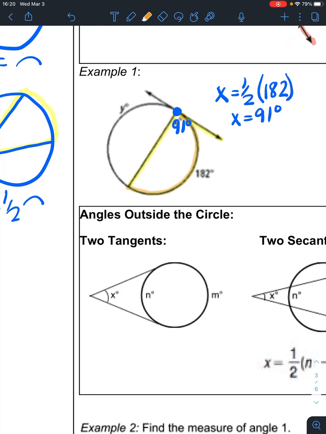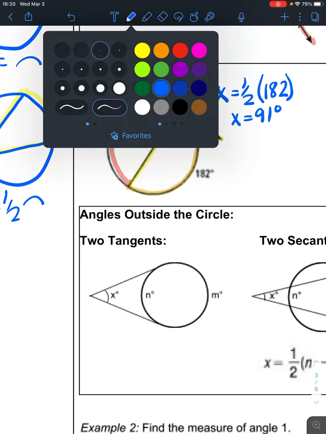Okay, so now I need the other piece. I'm asking for Y. Y is an arc. So if I look, the arc goes all the way around this way. Well, that's the other part of the circle. A circle is 360 degrees. So if I take 360 degrees and I subtract 182 degrees, then I get 360 minus 182, and you get 178. So Y is 178 degrees.